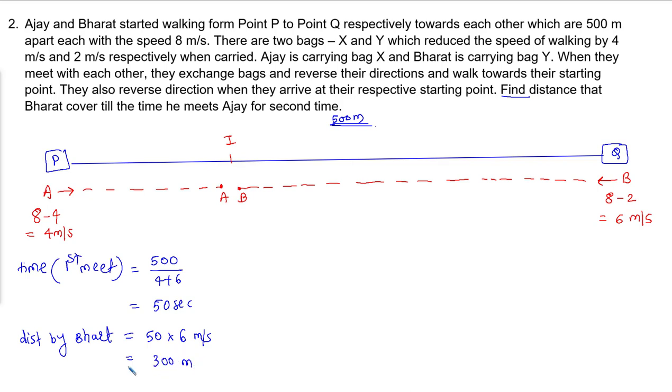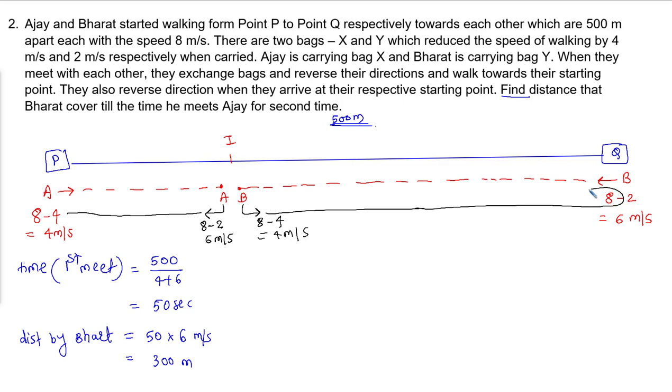Now they are going to exchange their bags and reverse their direction. Now Ajay will reverse the direction, Bharat will reverse the direction. Before they reverse, they exchange their bags. So now the effective speed of Ajay becomes 8 minus 2, that is 6 meter per second. And effective speed of Bharat becomes how much? 8 minus 4, that is equal to 4 meter per second. So now they will reverse the direction and they will reach their starting point like this.